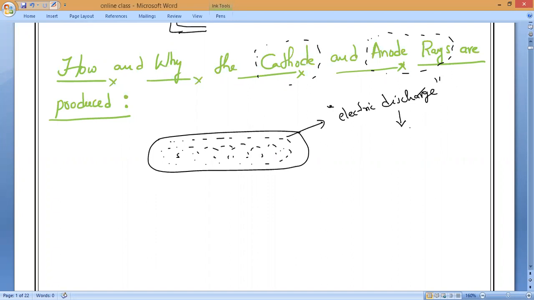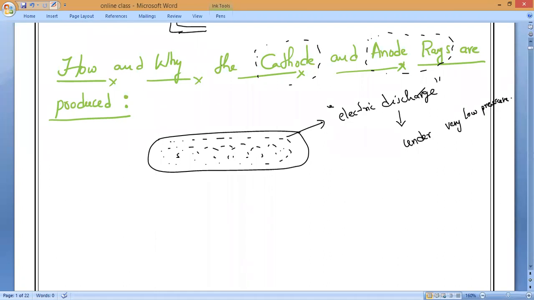So electric discharge is taking place under very low pressure or high pressure? Low pressure. Okay. Now what will happen? First of all, this gas breaks into atoms. That is the first thing that will happen.